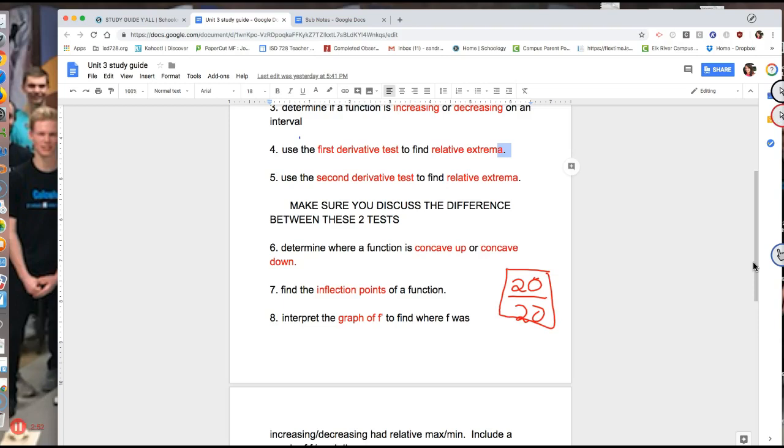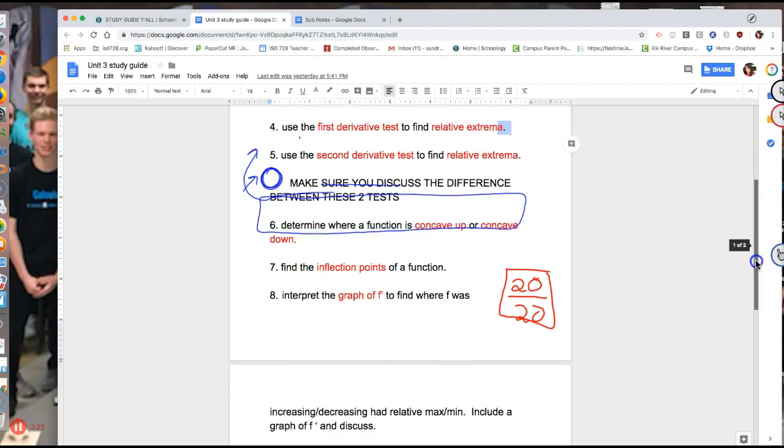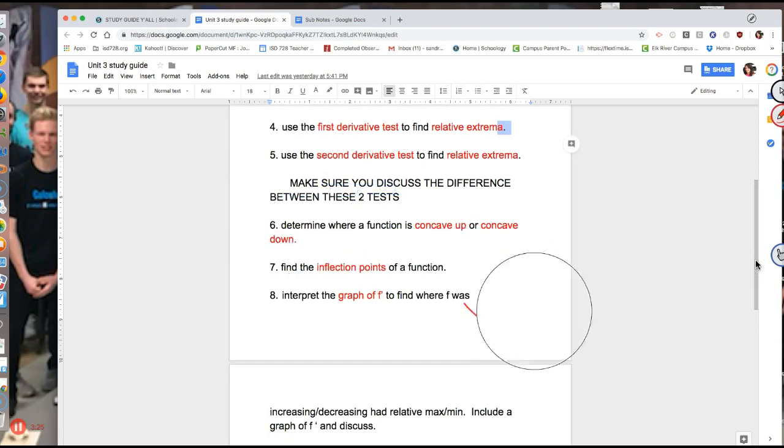You'll discuss the second derivative test. Again, you don't know that yet, so there's a few things here you won't be able to do yet, but Friday we're going to try to wrap up 3-4, so you should be able to do everything by Thanksgiving break. Next, it says make sure you discuss the difference between these two tests. I really want to make sure that on your study guide you're very clear what the difference is between the tests, because historically that's something that causes issues on the test.